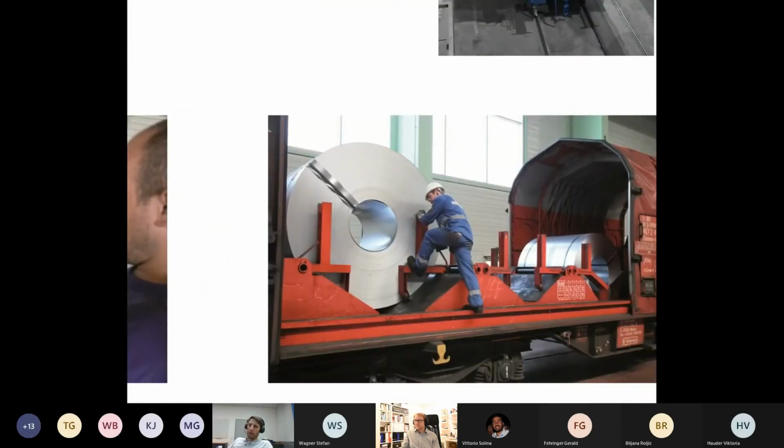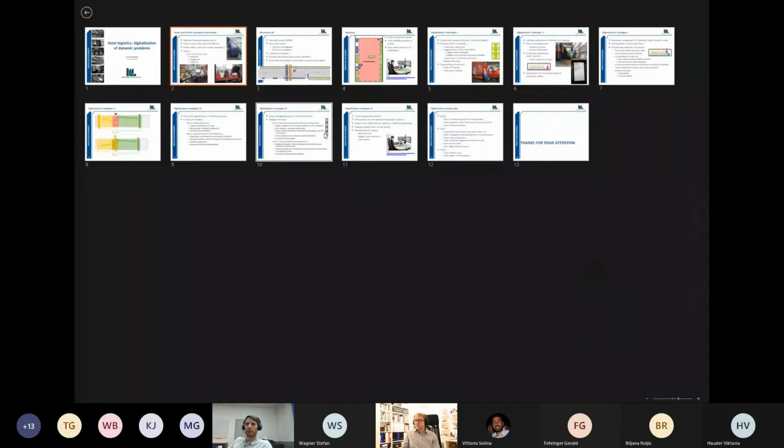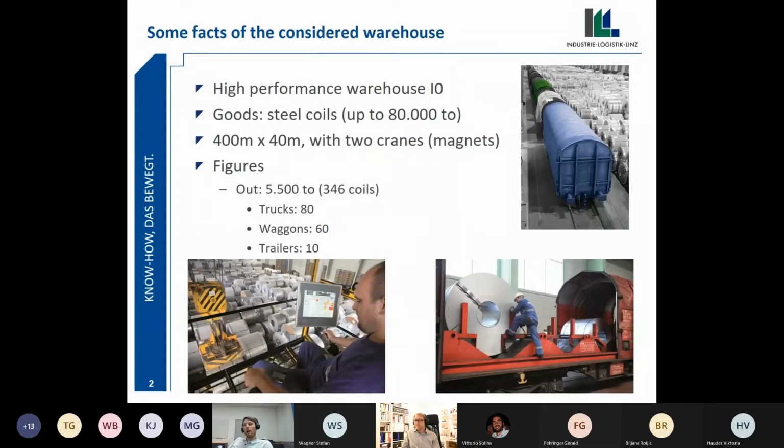This is a steel coil with up to 32 tons. So they are really huge and even hard to handle. The dimensions of our warehouse are about 400 meters in length and 40 meters in width, so we have enough space to store coils in here.